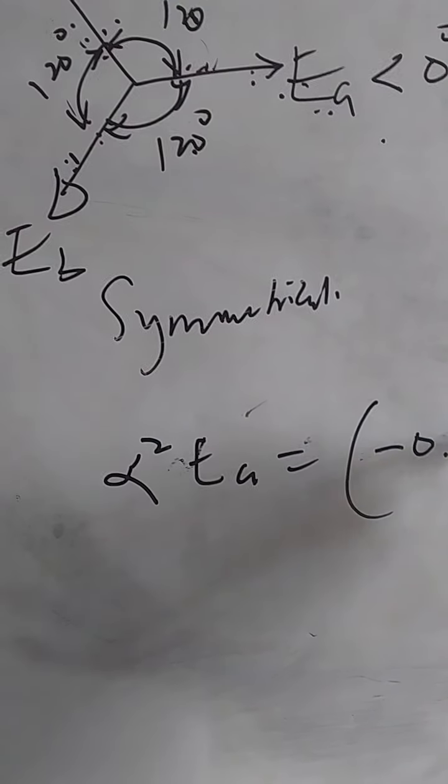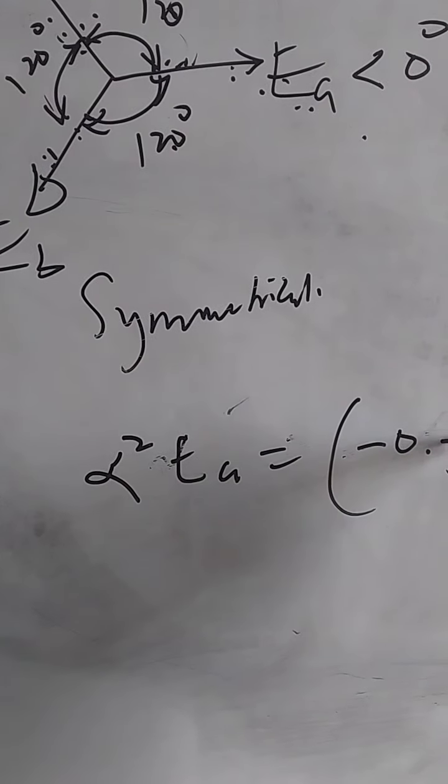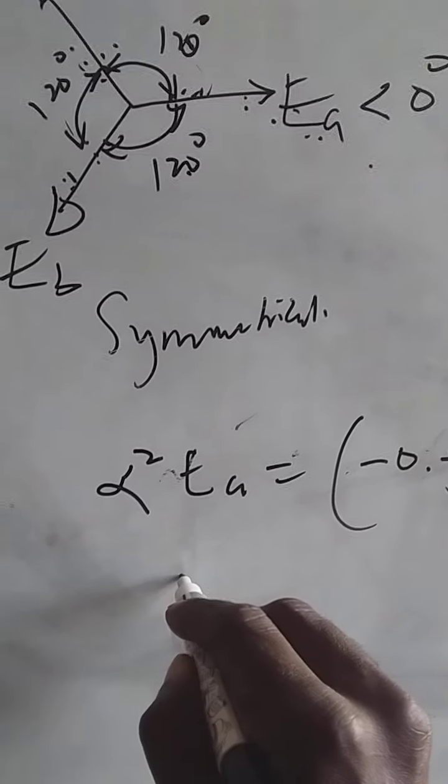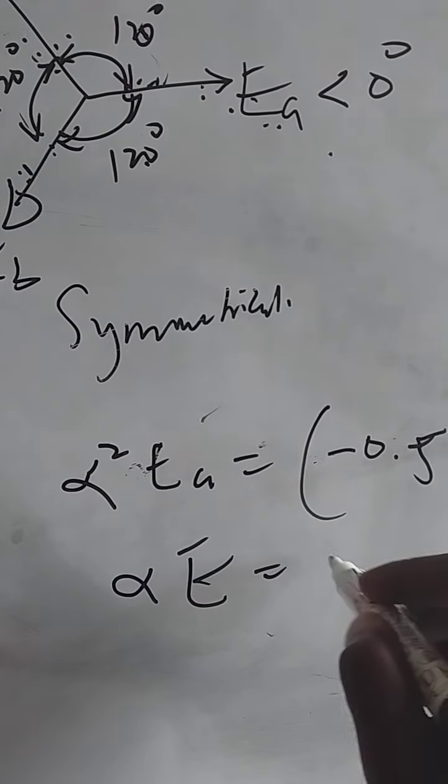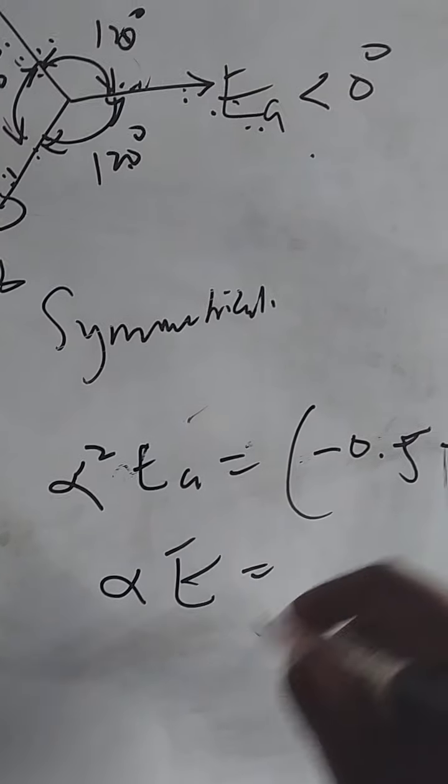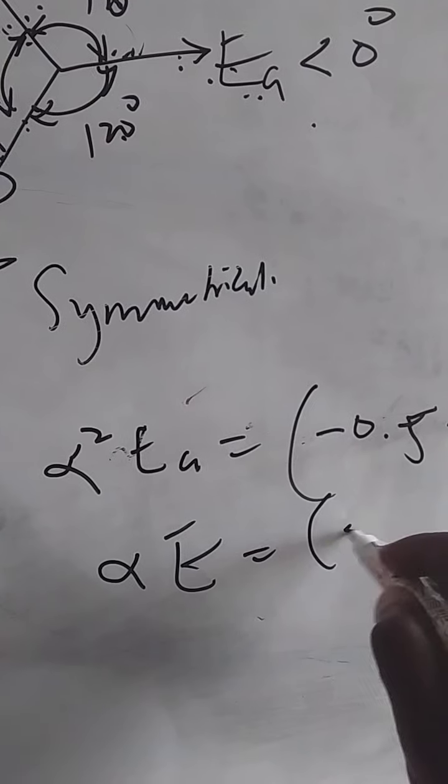Minus 0.5 minus J 0.866. And if you express alpha also in J notation, which is cos of 120 plus J sine of 120, you have minus 0.5 plus J 0.866.